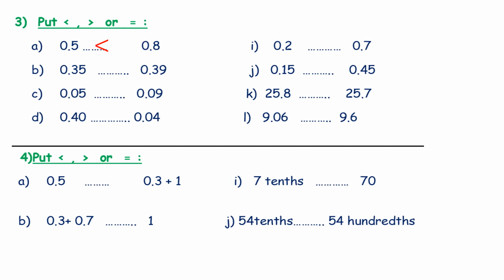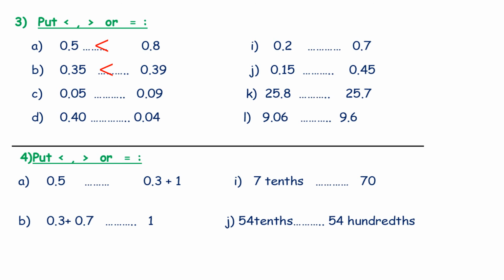Number B, 0.35 and 0.39. I have in the whole number 0 and 0. The tenth place 3 and 3. So I will look at the hundredth place. It will be 5 and 9. Which is greater? 9. So 0.39 is greater than 0.35.